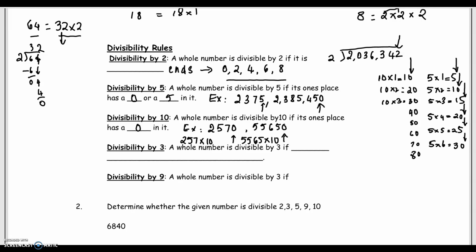And similarly, we can think of 100 as well. So if we have 3500, we know it is divisible by 100. Not only by 10, but by 100, because we can write this as 35 times 100. What if we have 725,000? It's divisible by 10, it's divisible by 100, and it's also divisible by 1,000. 725 times 1,000.